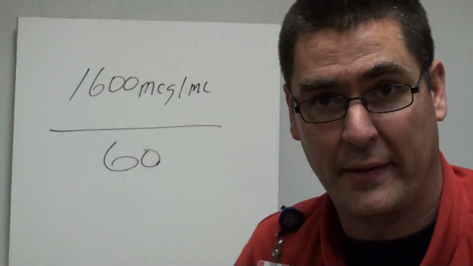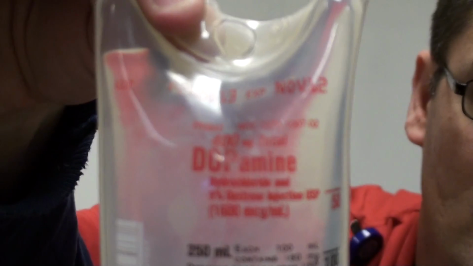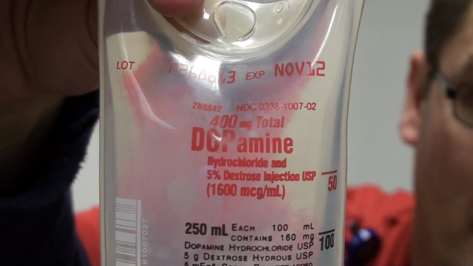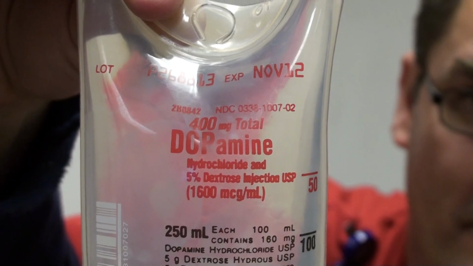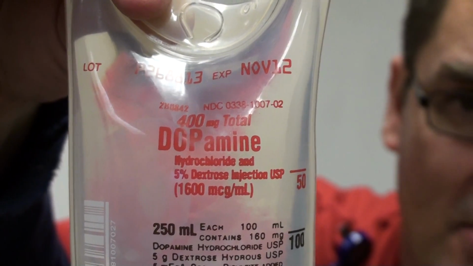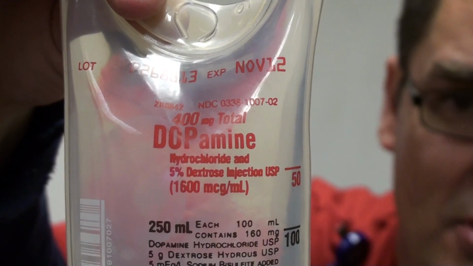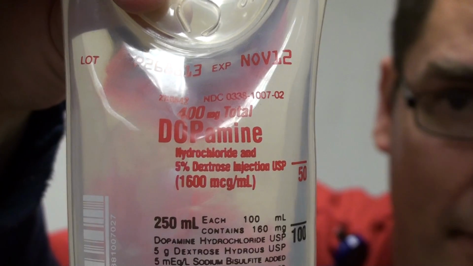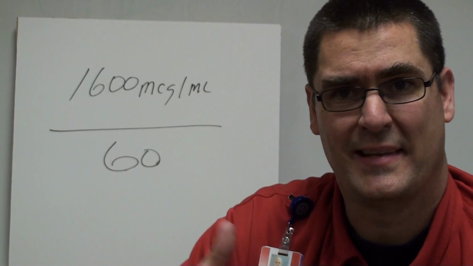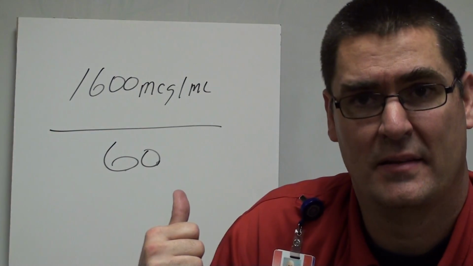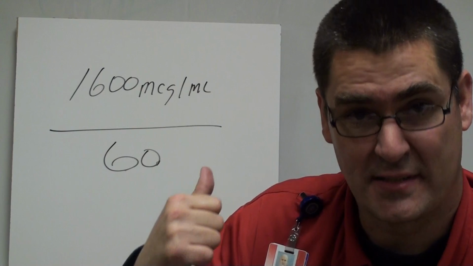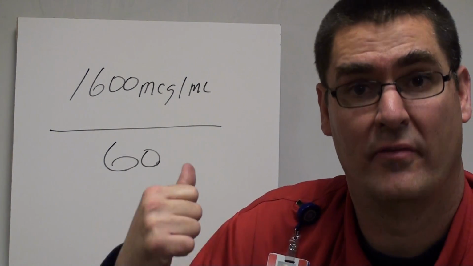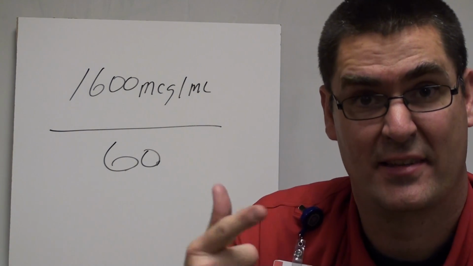Remember we were talking about dopamine. How many micrograms per milliliter? Right there, 1600 micrograms per milliliter. How many minutes will this be infused? 1 minute. Which means that in 1 minute, 1600 micrograms will be infused. That'll equal 1 milliliter. So what I'm going to do is take 1600 divided by 60. So 1600 micrograms, that's 1 minute, divided by 60. And this is what we come up with.